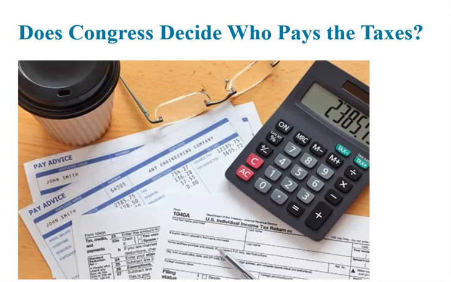So the central question of this chapter is, does Congress decide who pays the taxes? Can policies be designed in such a way that we can figure out who actually pays the taxes? Is it the producers or is it the buyers? How do we get to know that? It will depend on a number of different factors which we will be covering in this chapter.